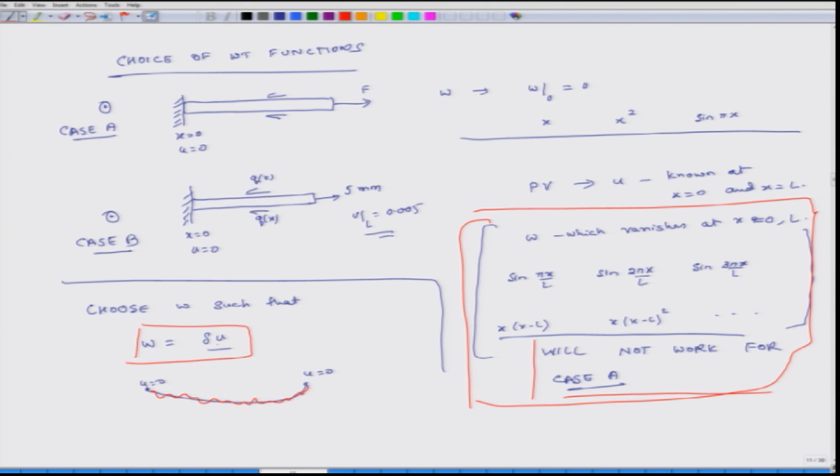So w represents variations, and in mechanics it is also known as virtual displacement.